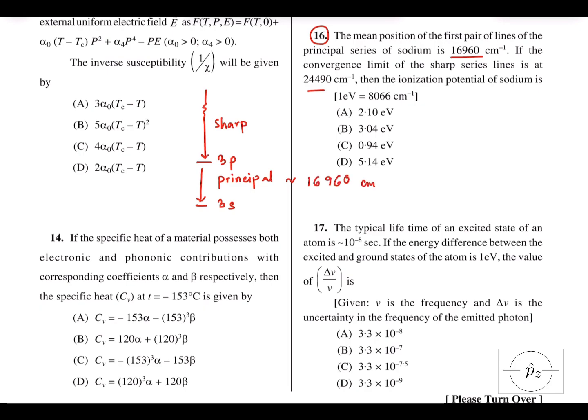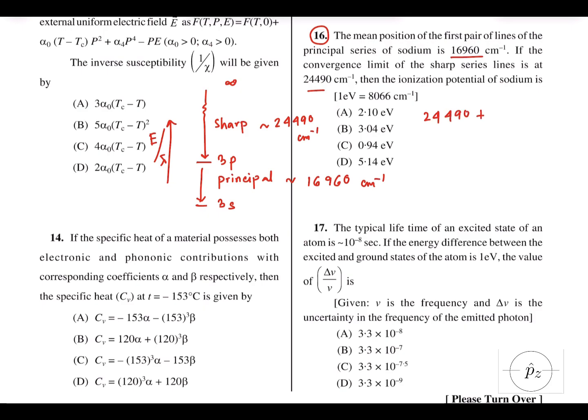16960 centimeter inverse. So this is the direction of energy or the wave number, and the convergence limit of the sharp series corresponds to transition from infinity to 3p, and this corresponds to 24490 centimeter inverse. To find the ionization potential, we have to add these two wave numbers and convert it to the energy. So let's do that.